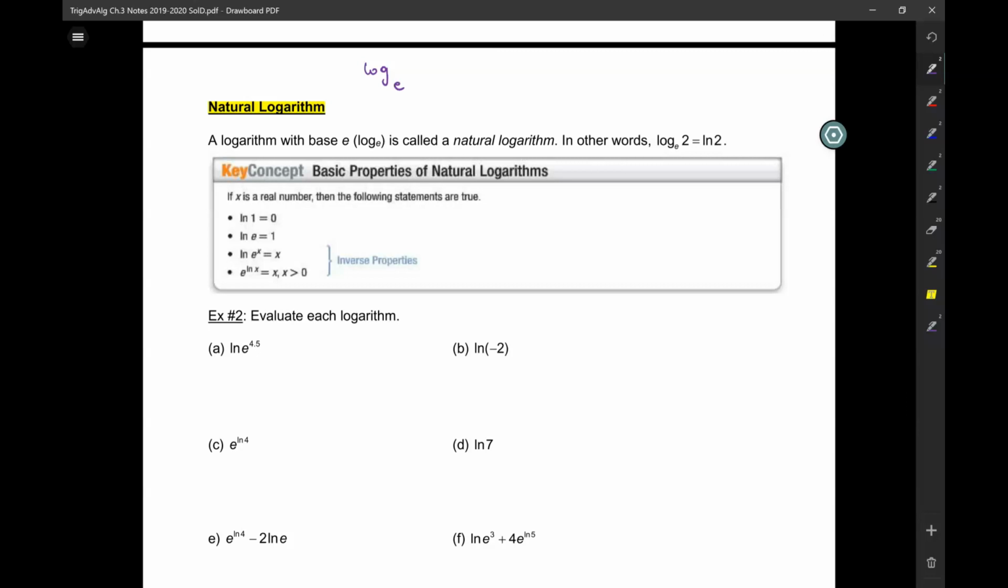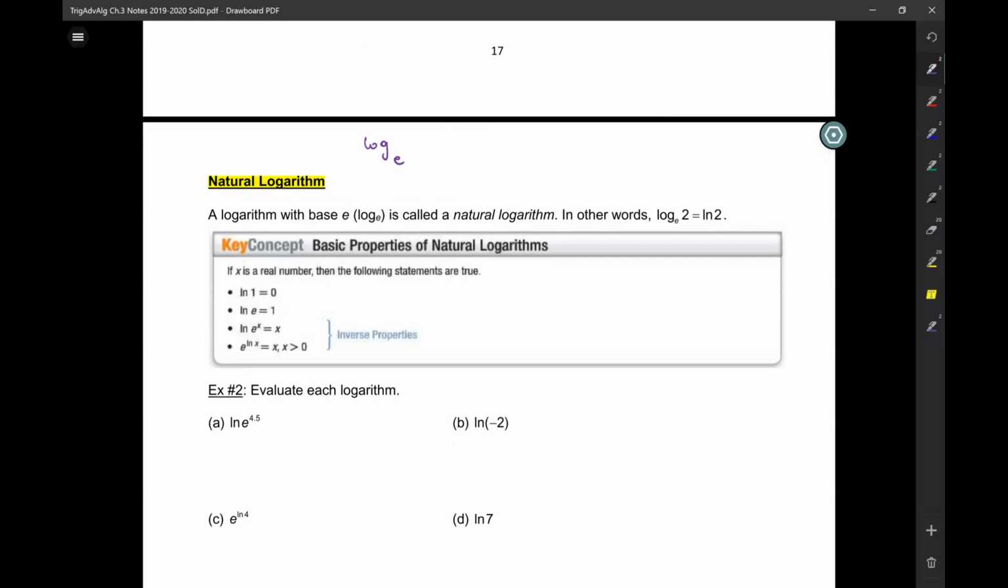It really has a lot of fun with a base of 10, but when it's with a base of e, that's when logarithms are most common. So log base e, suppose you have log base e of 7. Because log base e is the natural logarithm, we rewrite it as ln of 7. So log base e gets switched out for ln.